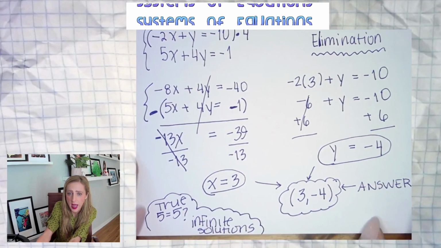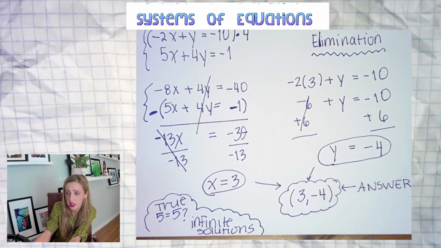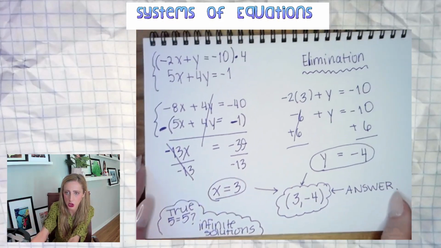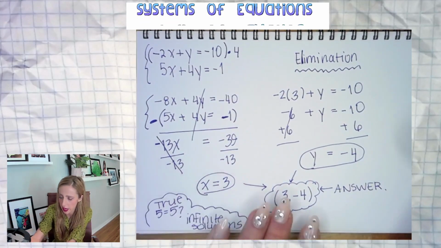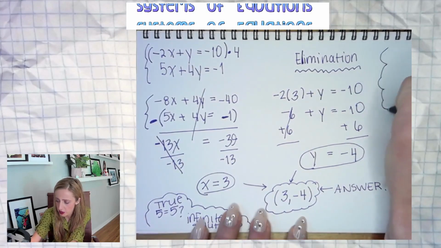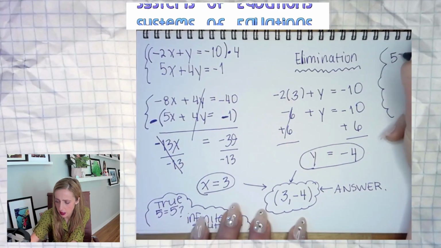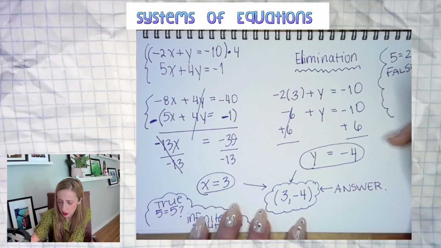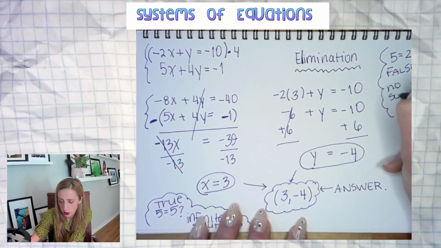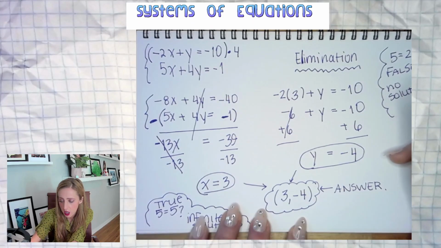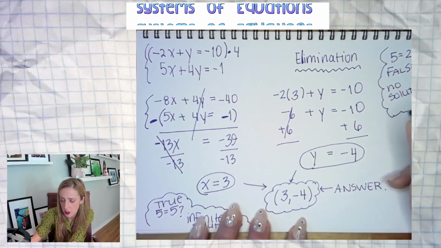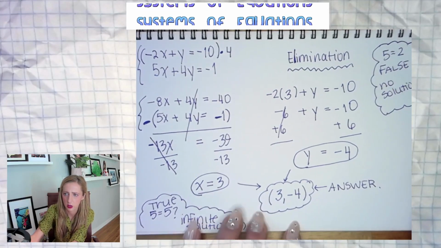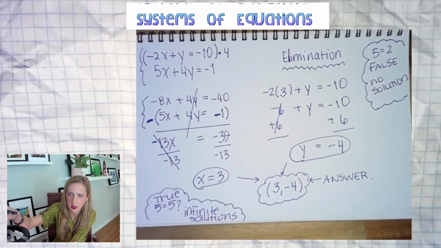Okay? And if you get a false statement, so something like 5 equals 2, well, that's certainly not true. So if we get a false statement like 5 equals 2, well, that's false. That just means no solution. And again, the reason you would have no solution is because you actually have parallel lines and they never intersect. Okay? Oops, I should pull this out a little further.